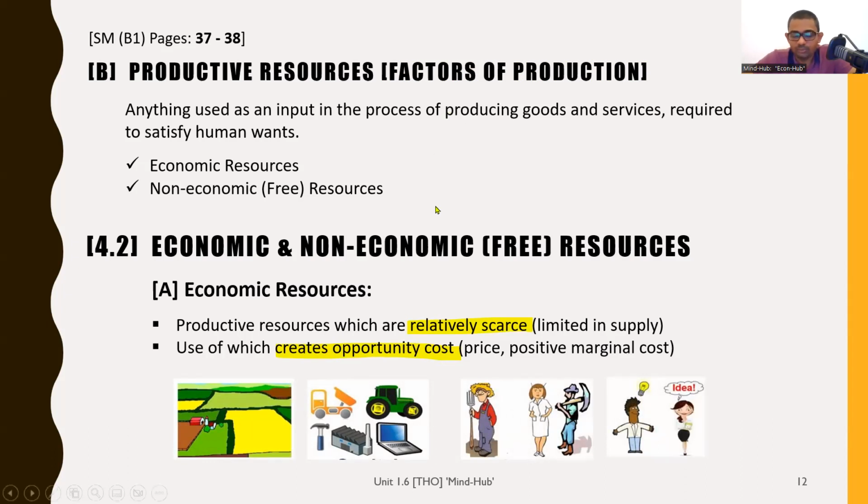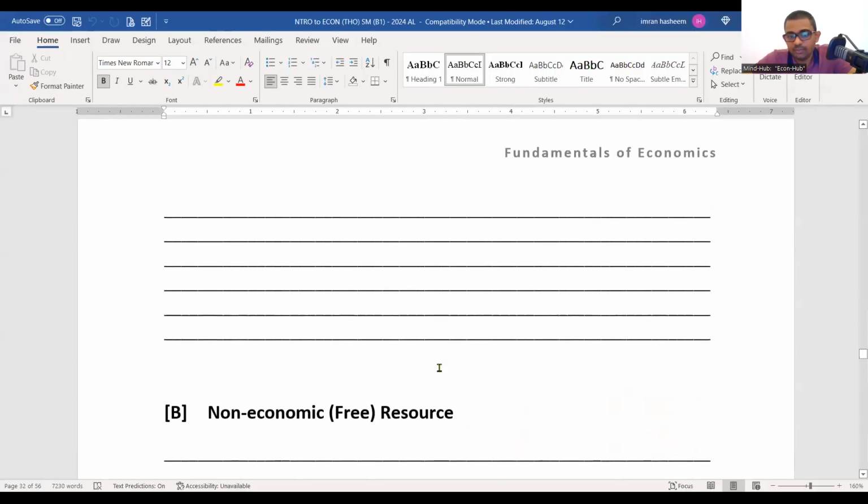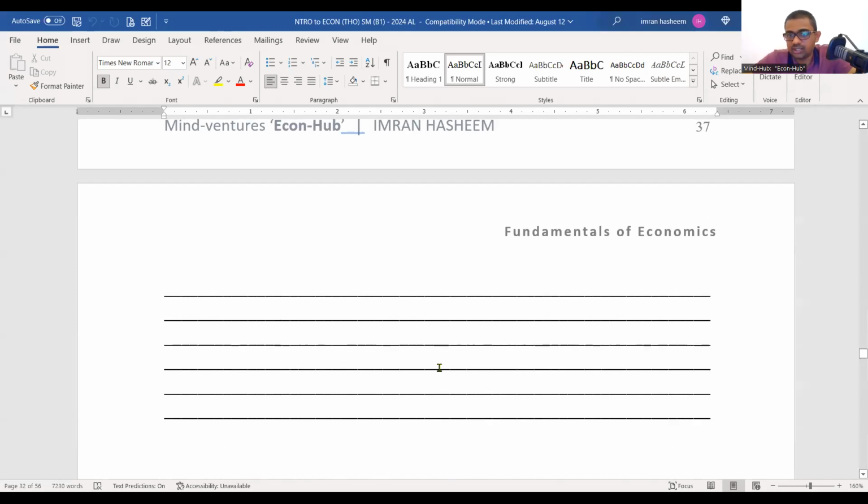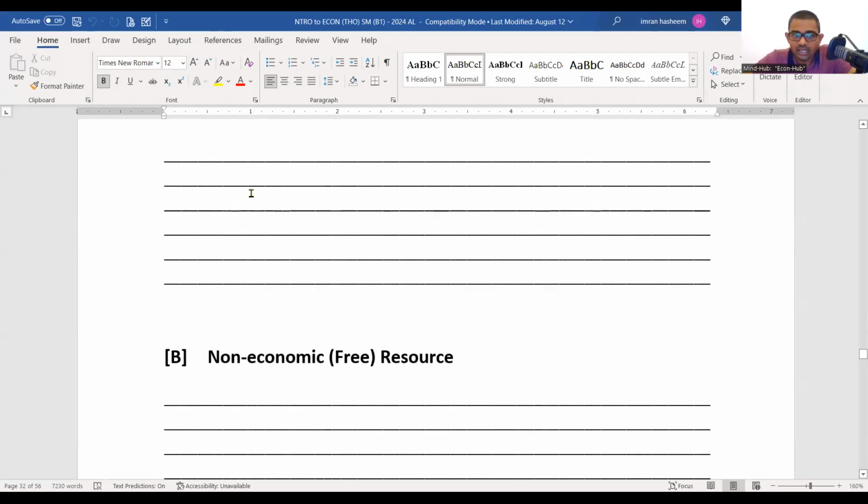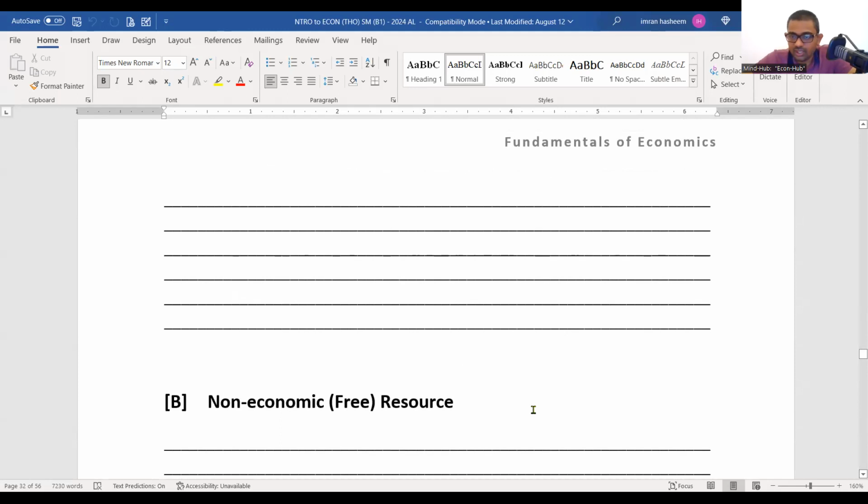In your study material, on page 38, I've left some space. Here, what I want you guys to do is write, wait, hold on, we'll do it properly. Let's do it this way. It will give you a fuller knowledge, right?